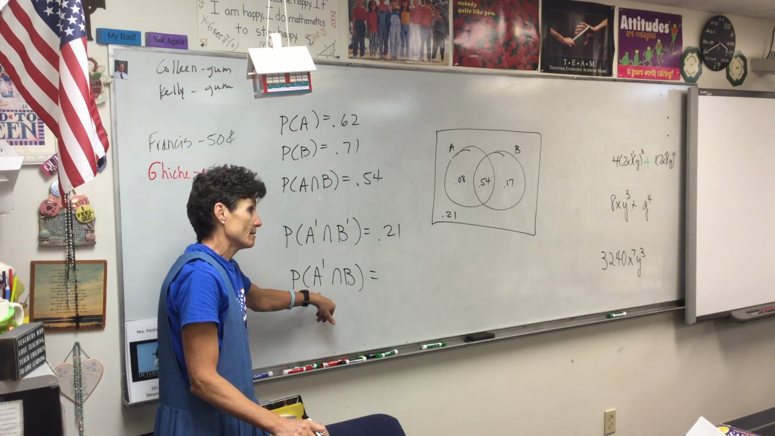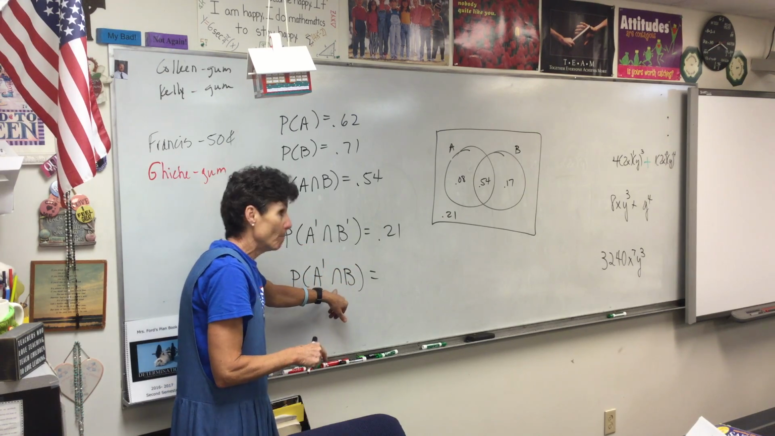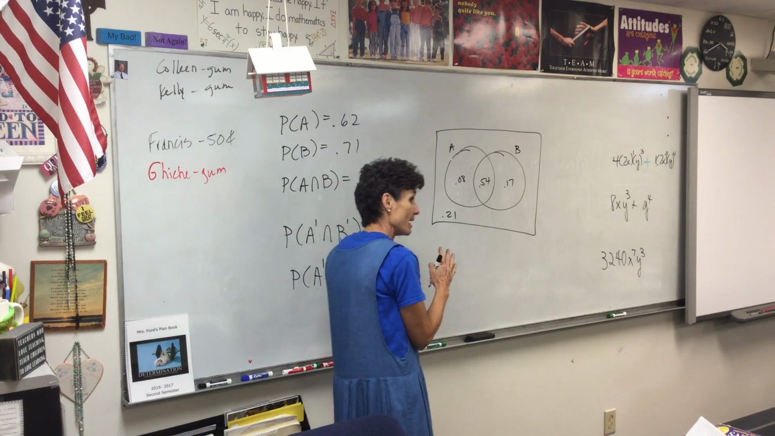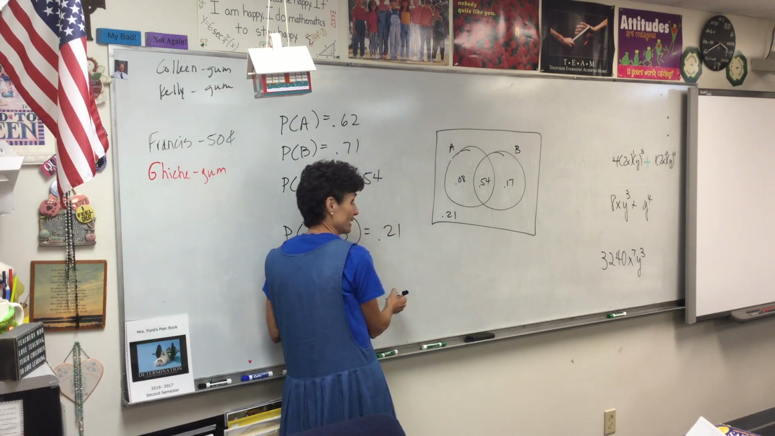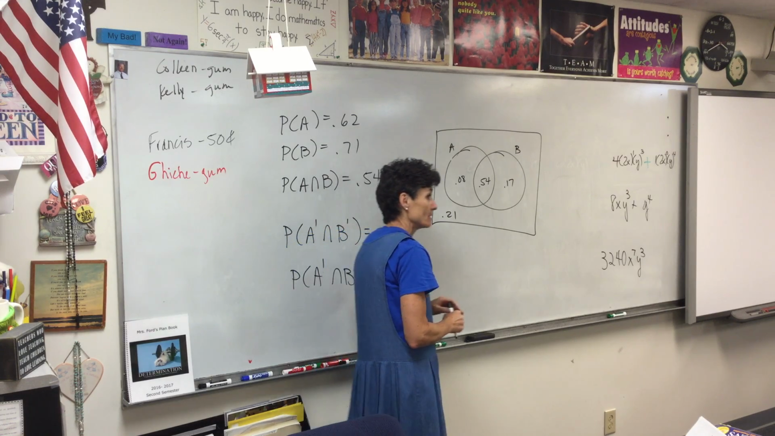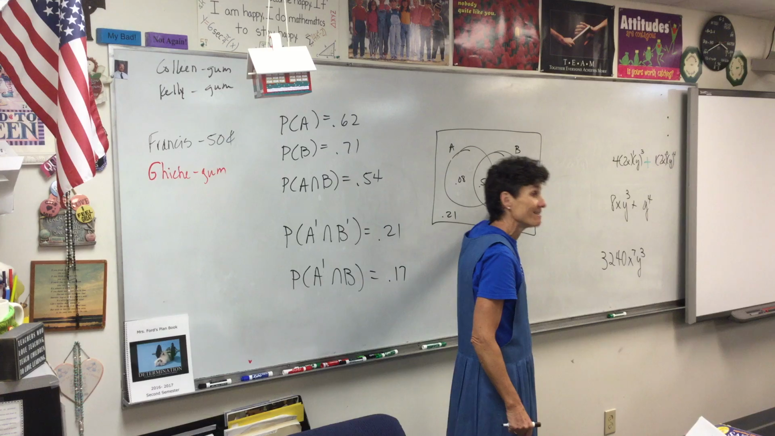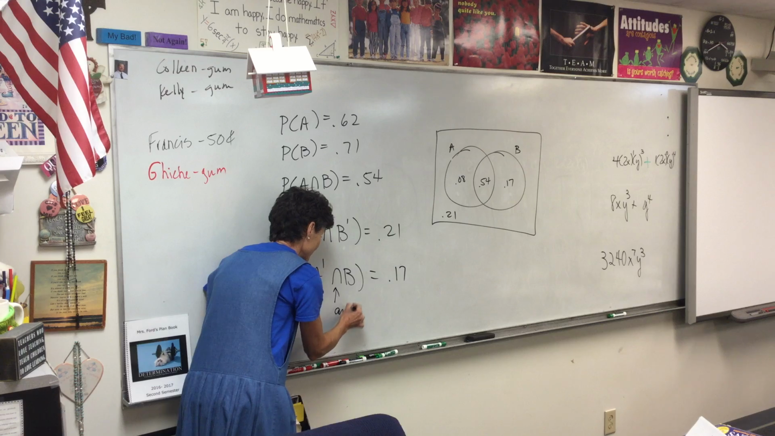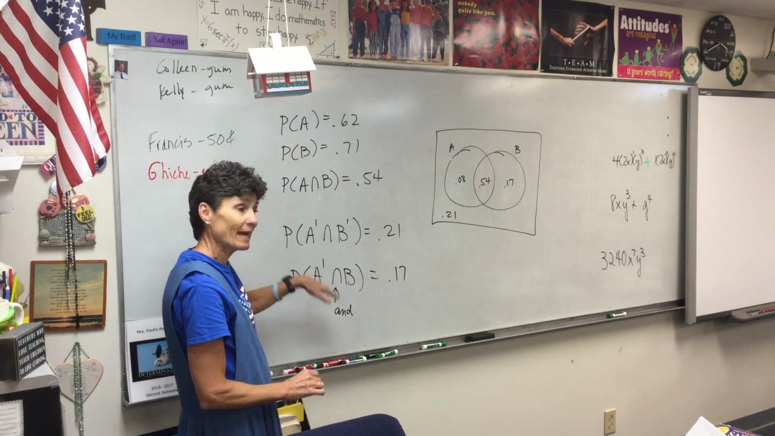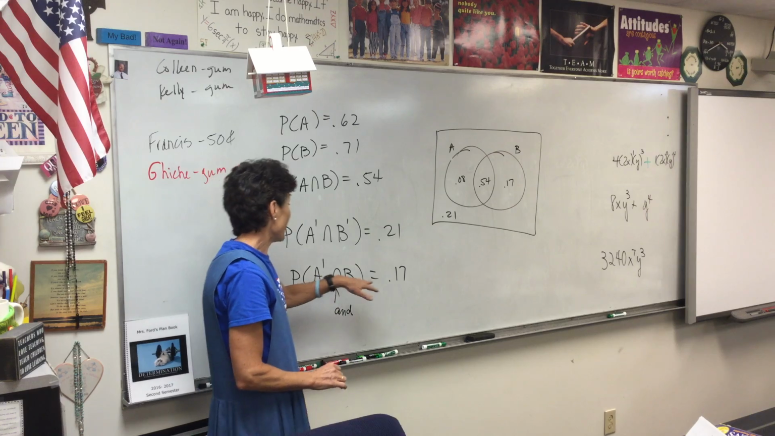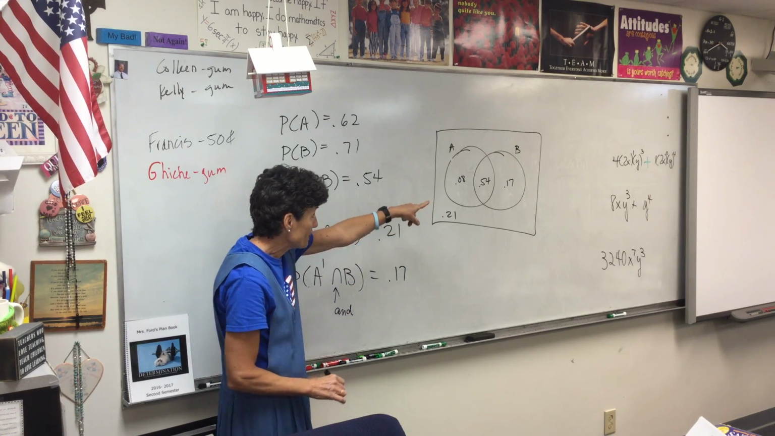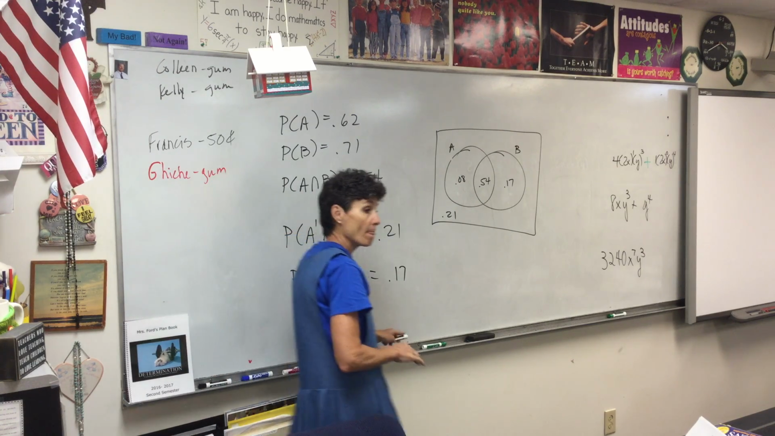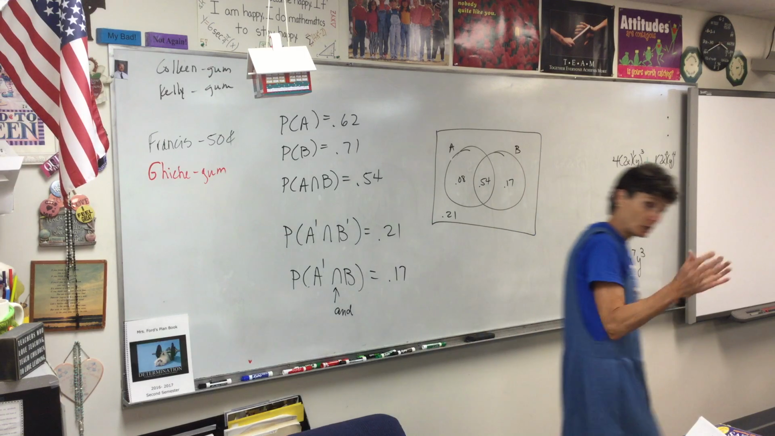Now what does this say? You're not in A, but you are in B. So you can't be in A, but you have to be in B. What's your probability? 0.17. Those are the people that are in B and not in A. Remember, this means and. So you cannot be in A and you need to be in B. Well, the only people that satisfy both of those are the 0.17. Would you agree? And then you would include everything.